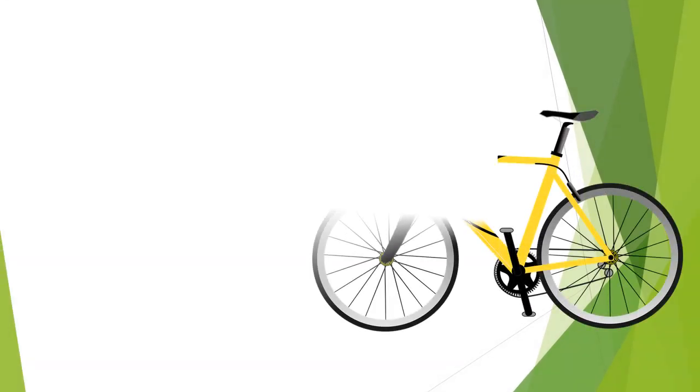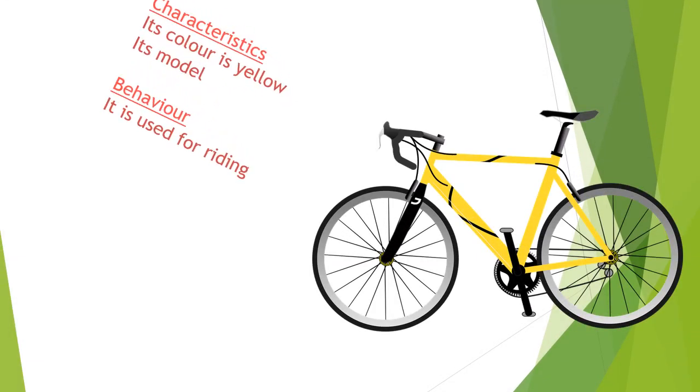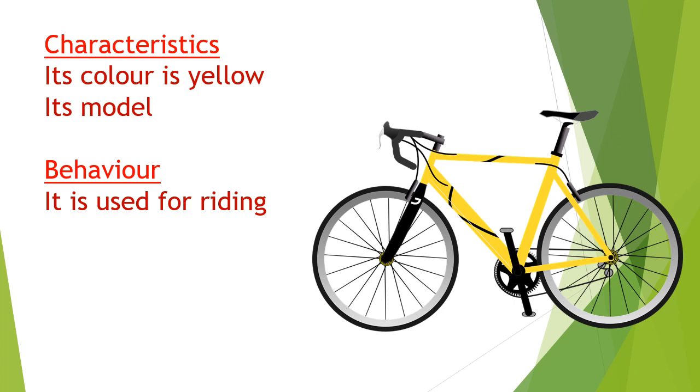If you take a bicycle as an object, the characteristics of the object are its color and its model, and the behavior of the object is that it is used for riding. So all the objects that we see around us have two features: characteristics and behavior.